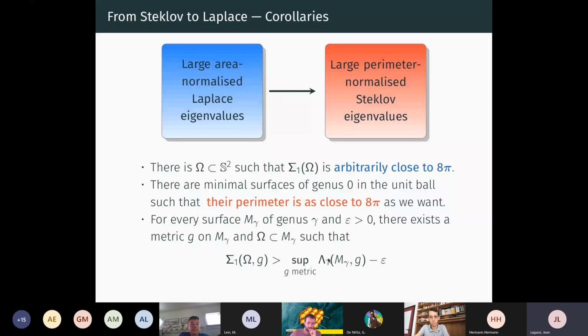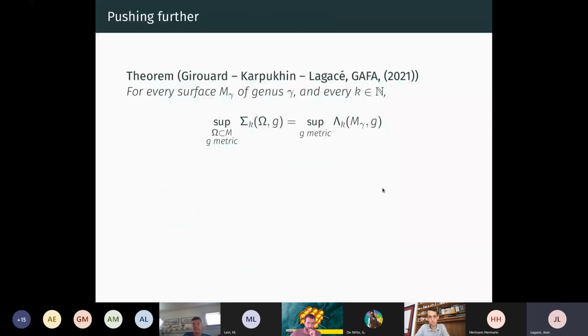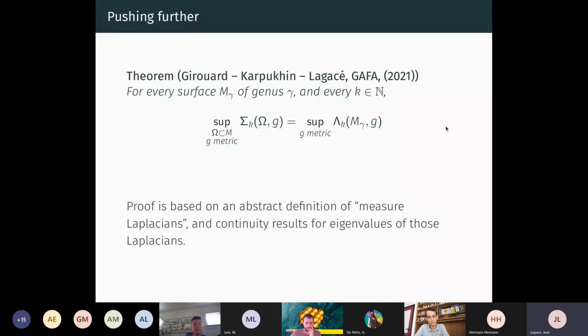So we can even push this further in my work with, again, Alexandre and Misha Karpukin. We've proved that these supremums are in fact exactly the same. So not only an inequality of the Steklov being larger than the Laplace one, for every surface, every index k. And the proof here is based on an abstract definition of measure Laplacians and continuity results for eigenvalues of those Laplacians. So in fact, we have equalities here for a larger class of eigenvalue problems in general.